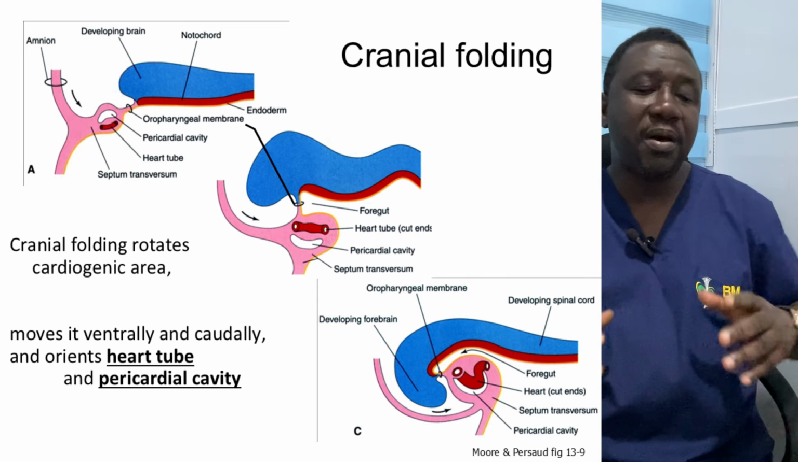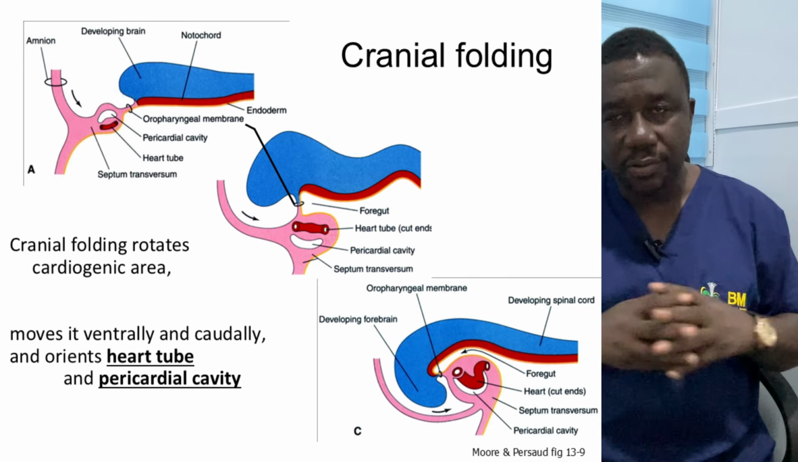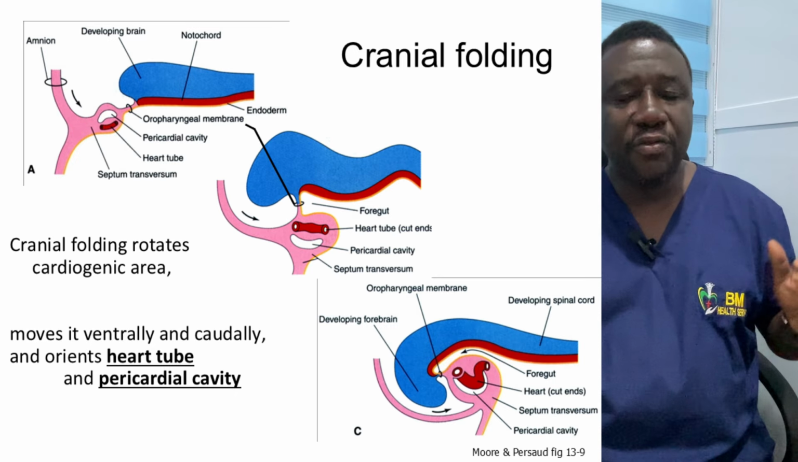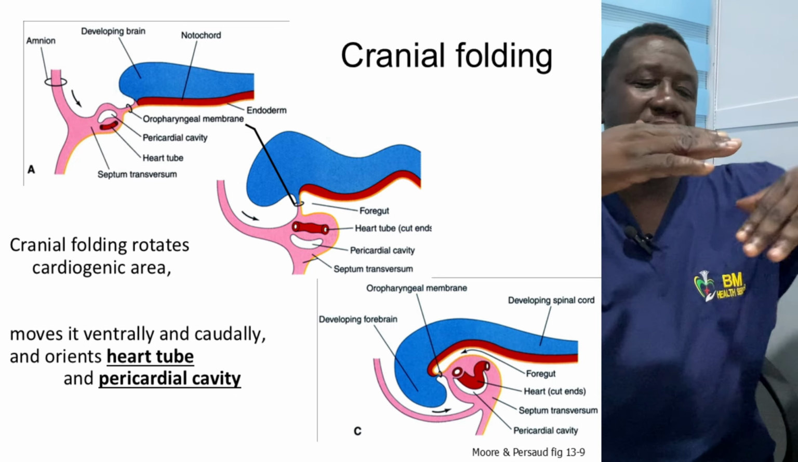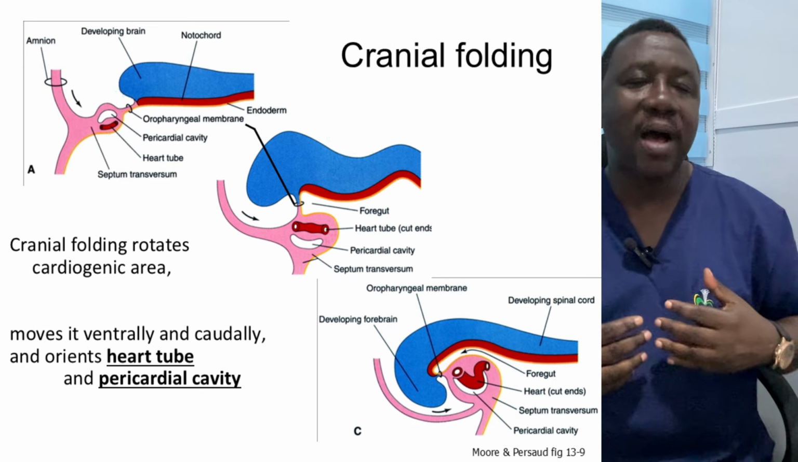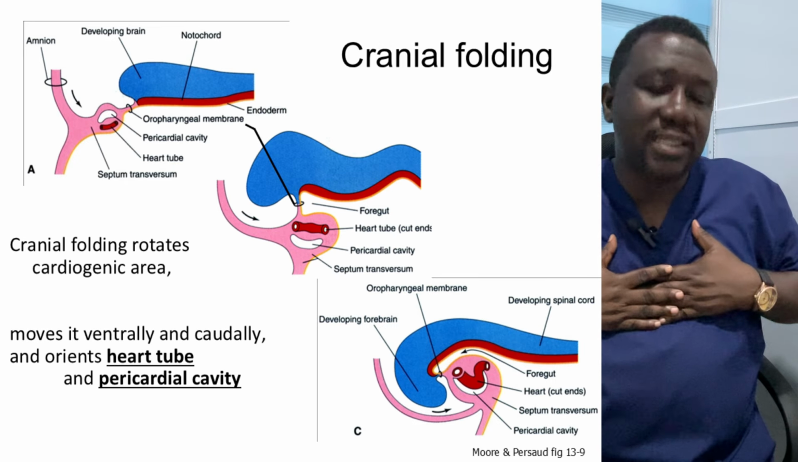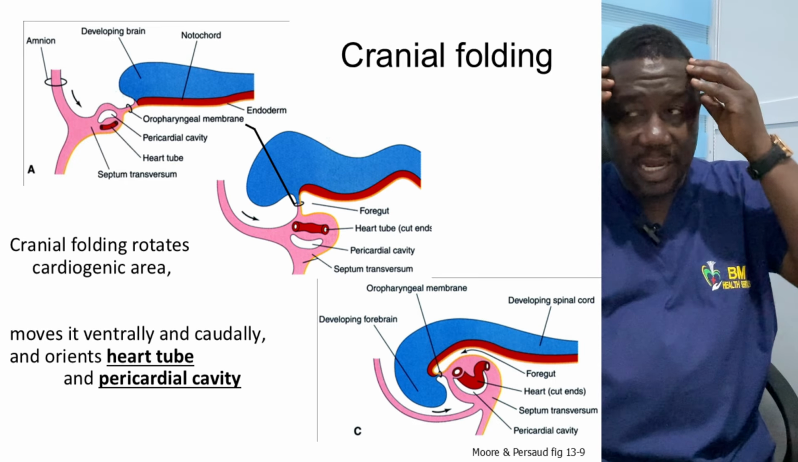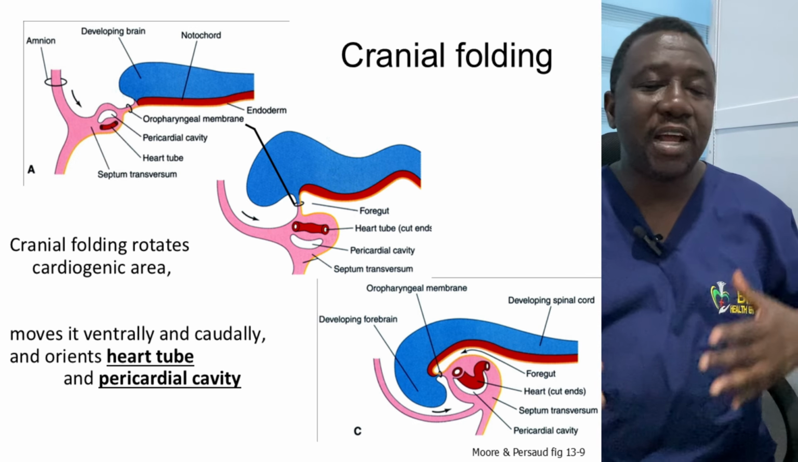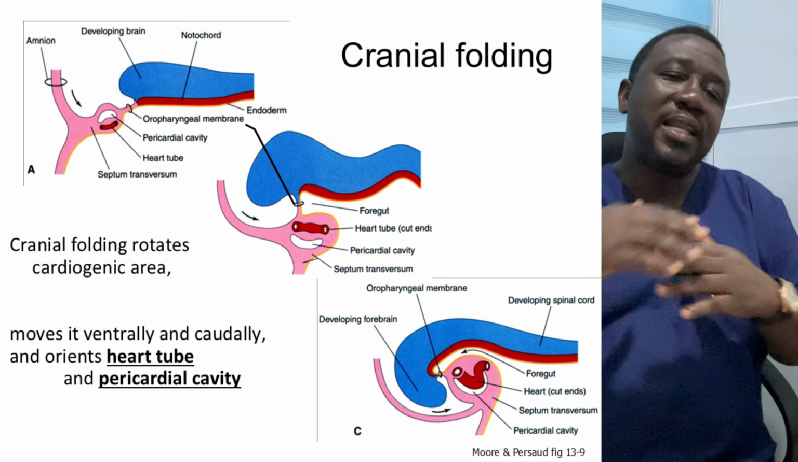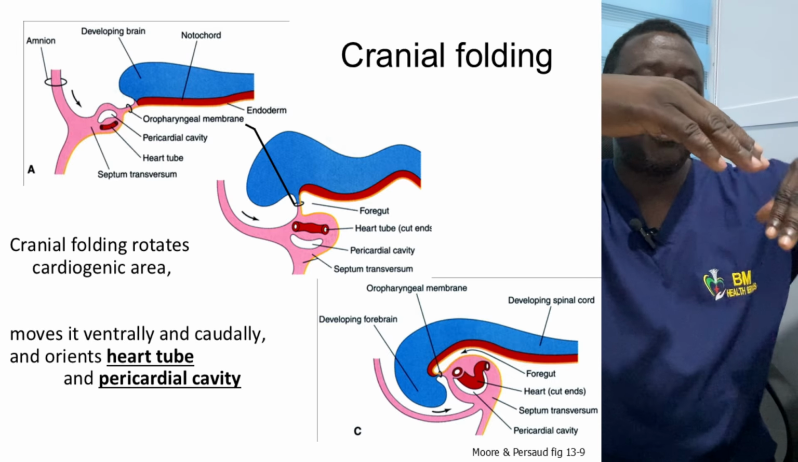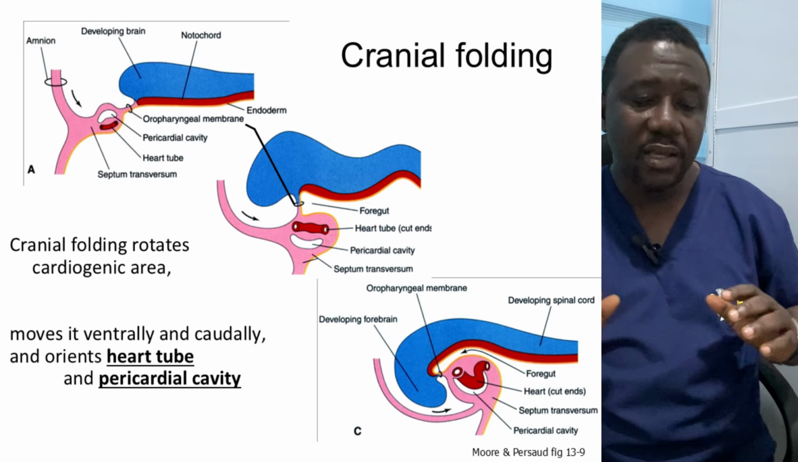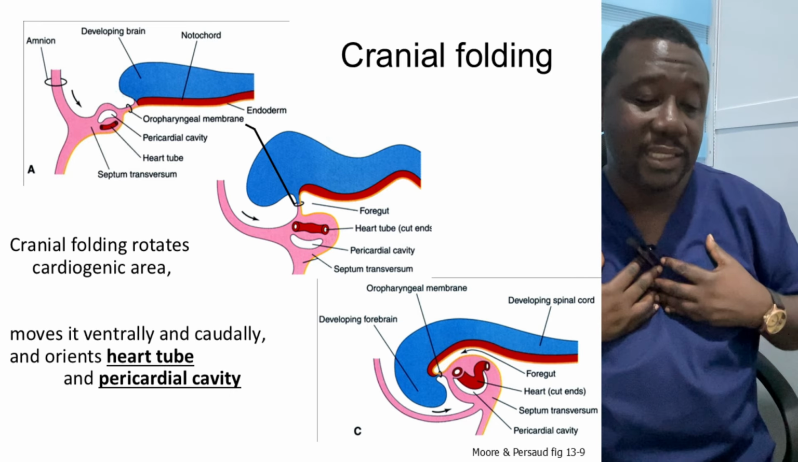So the first thing about it is that we have the cardiogenic field, and the cardiogenic field will undergo infolding. So the cranial fold will go up, and the cardiogenic field will come in the middle. That is why our heart is in our chest. It's not in our head, neither is it in our stomach, because the cranial head folds anteriorly, and then the cardiogenic field forms to the middle. Okay, that's how our heart is in the middle.